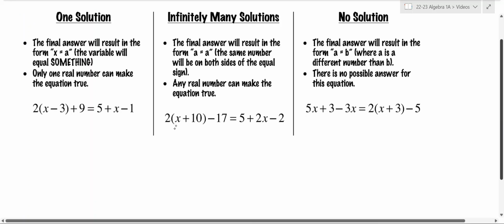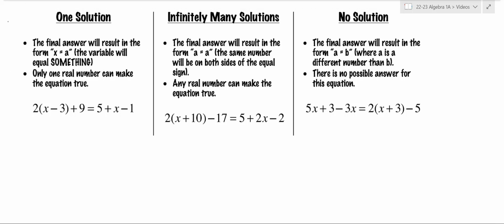Alright, the first one is the one that we're most used to, when you have one solution. That is when your final answer results in the form of x equals a, with a being some sort of value, okay? This is the case where there's only one real number that's going to make this true, or one solution. So let's do an example.